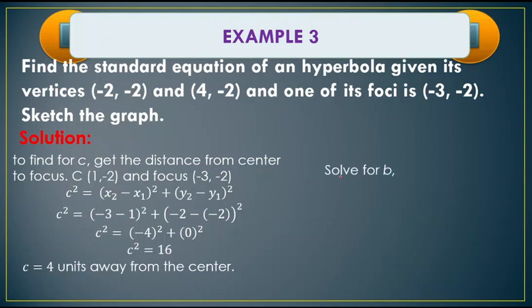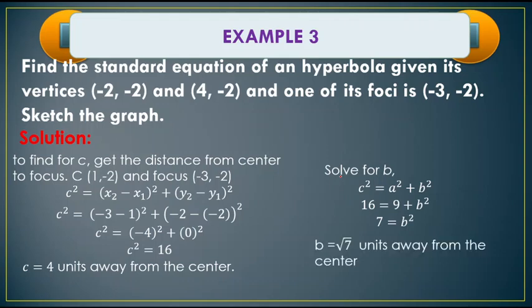Okay? And then next. So this time, makukuha na natin yung value ni B, kasi meron ka ng C at meron ka ng A. Makukuha natin yung B sa pamamagitan ng C squared is equal to A squared plus B squared. And then substitute na natin ngayon yung values ng A squared at C squared. So we have 16 is equal to 9 plus B squared. And then subtract 9 from 16, and that is 7 is equal to B squared. Square root both sides, B now is equal to square root of 7 units away from the center.